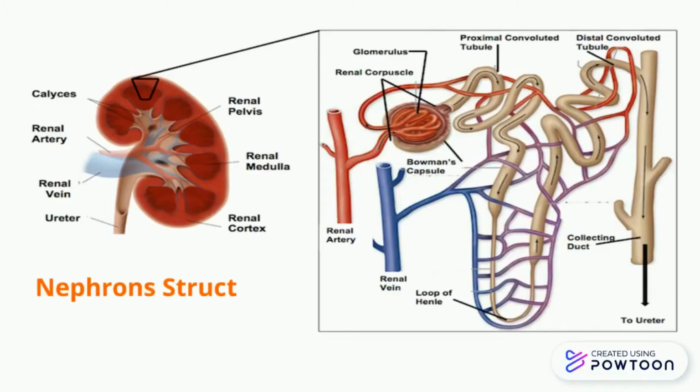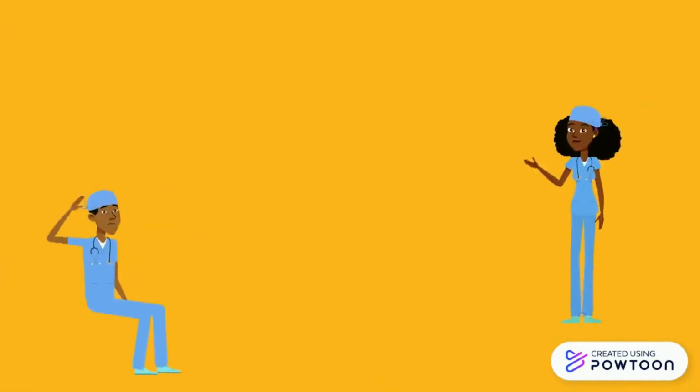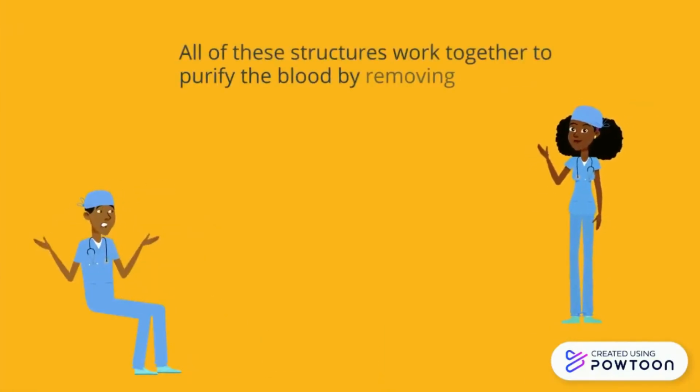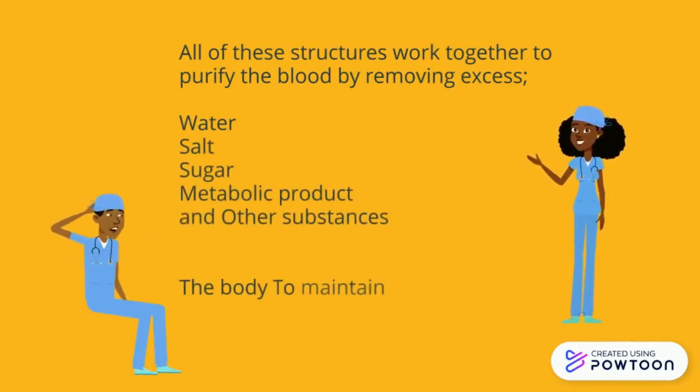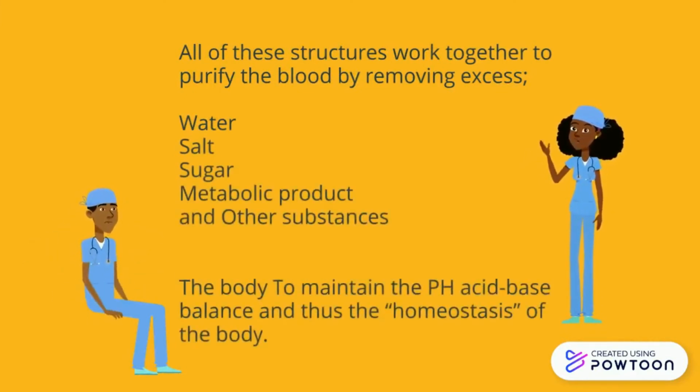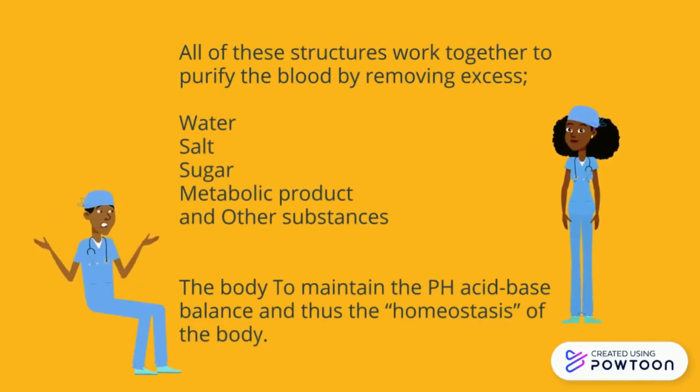Nephron structures consist of glomerulus, Bowman's capsule, proximal convoluted tubule, distal convoluted tubule, and lastly collecting duct. All of these structures work together to purify the blood by removing excess water, salt, sugar, metabolic products, and other substances from the body in order to maintain the pH acid-base balance and thus the homeostasis of the body.